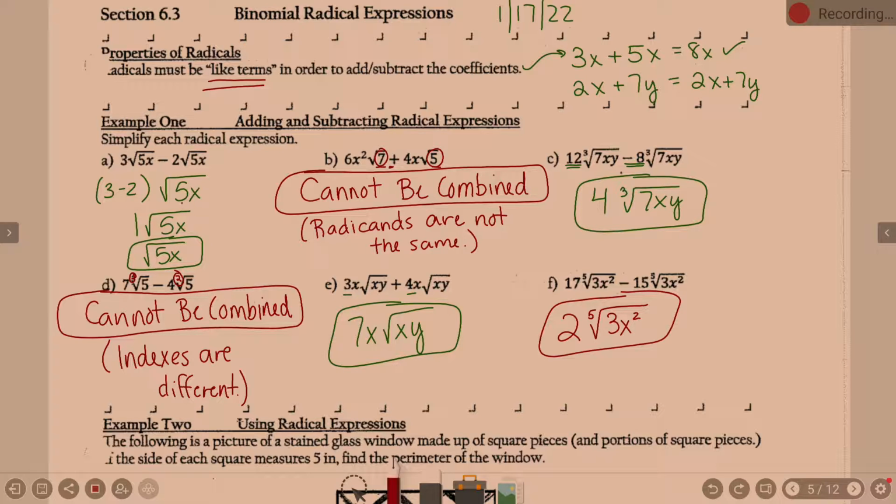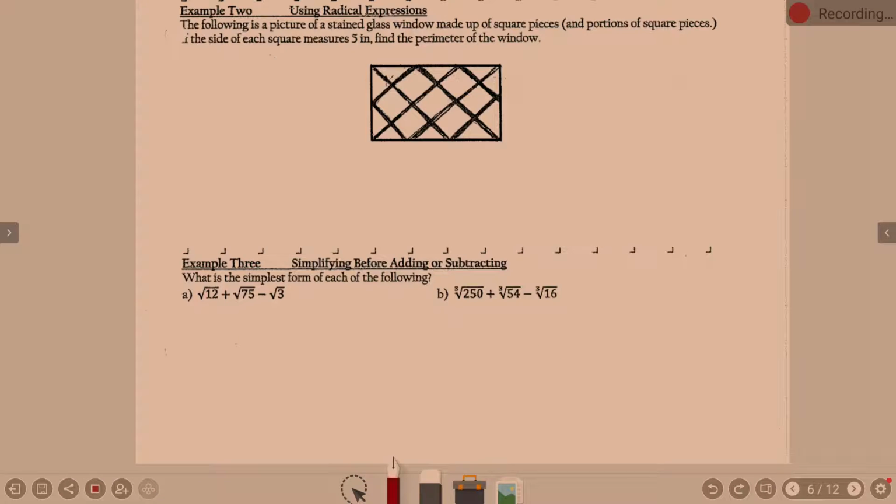Okay. Got the basic idea of what we're doing? Okay, moving along then. That's kind of our basic introduction. When can we add and subtract? When can we not add and subtract? Let's look at example 2. Let's look at this word problem.